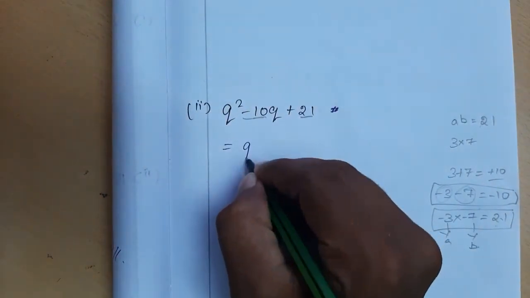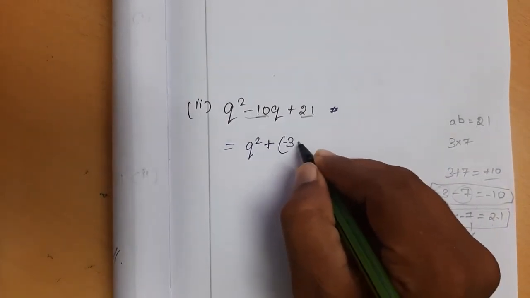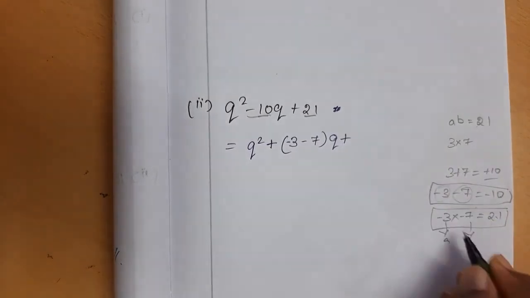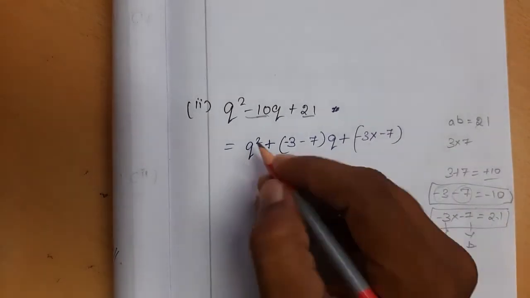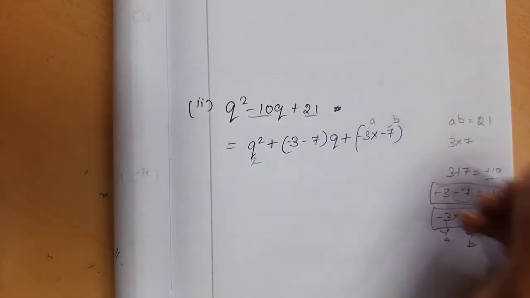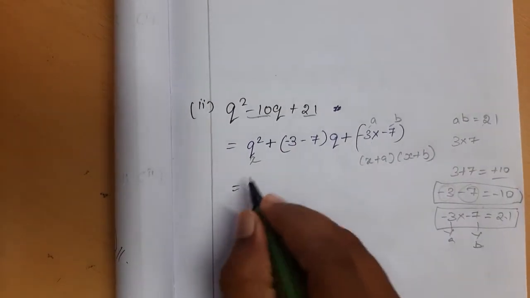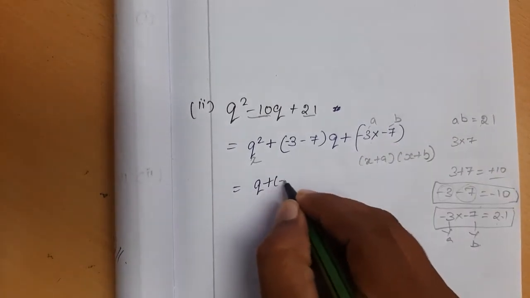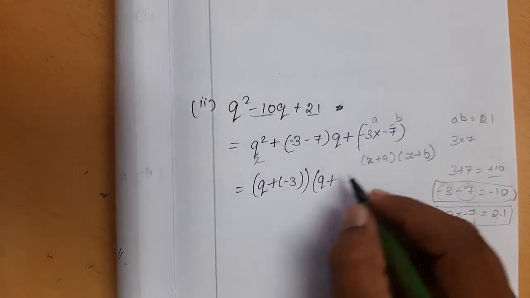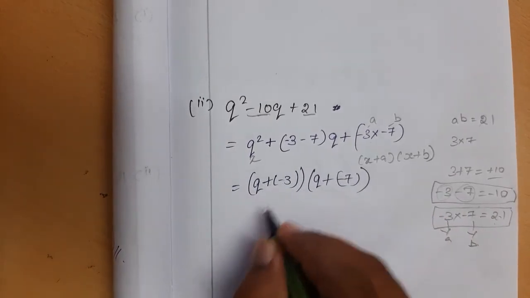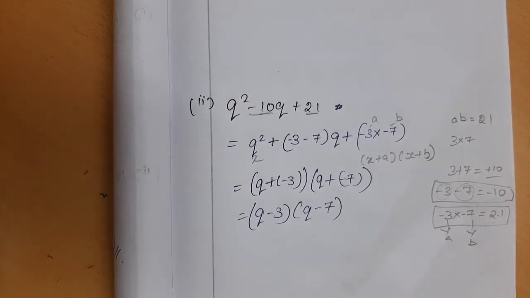So it is q square plus minus 10, which we have written as minus 3 minus 7, q plus 21, which we can write as minus 3 into minus 7. So this is the x, this is the a and this is the b. Then we know that it is to be in the form of x plus a into x plus b. So x is the q here, plus a is the minus 3, into again x is the q here, plus b is the minus 7. Just remove the plus into minus, and we will get q minus 3 into q minus 7. So that's our answer. Clear?